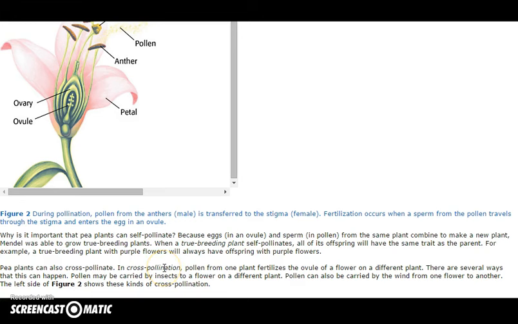These two concepts are important. Self-pollinating means that the pollen from one flower can fertilize its own ovule. Cross-pollinating means that pollen needs to come from a different flower to fertilize that ovule. Now, the fact that the pea plant fits both of these criteria was important to Mendel.